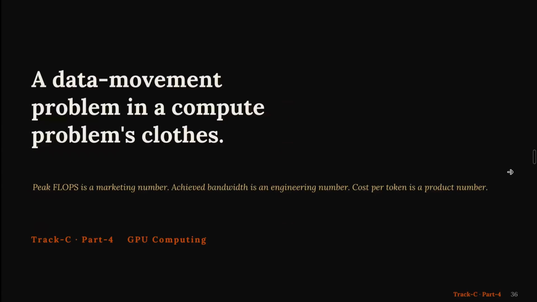That brings us to a closure on track C part 4, which was GPU computing. If we had to take away one thing, it would be this: a data movement problem wears a compute problem's clothes, so it's not the whole truth. To see the complete truth, you need to go deeper, understand whether it is a compute problem or a memory problem, and then plan accordingly.